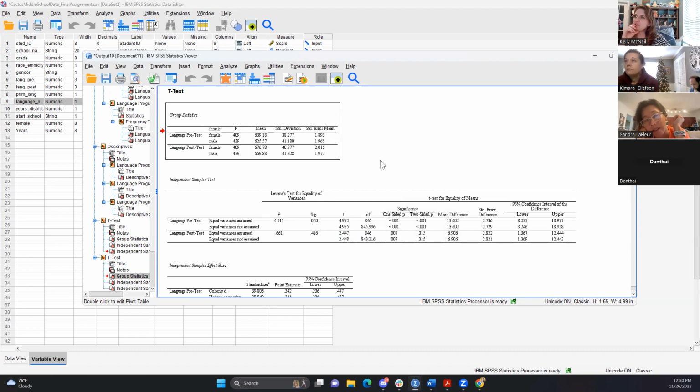I see what you're saying. It's not as significant in the post as it was in the pre. It's not a significant difference, meaning it could be left to chance. It could be other reasons why there's that difference, right? Yep.